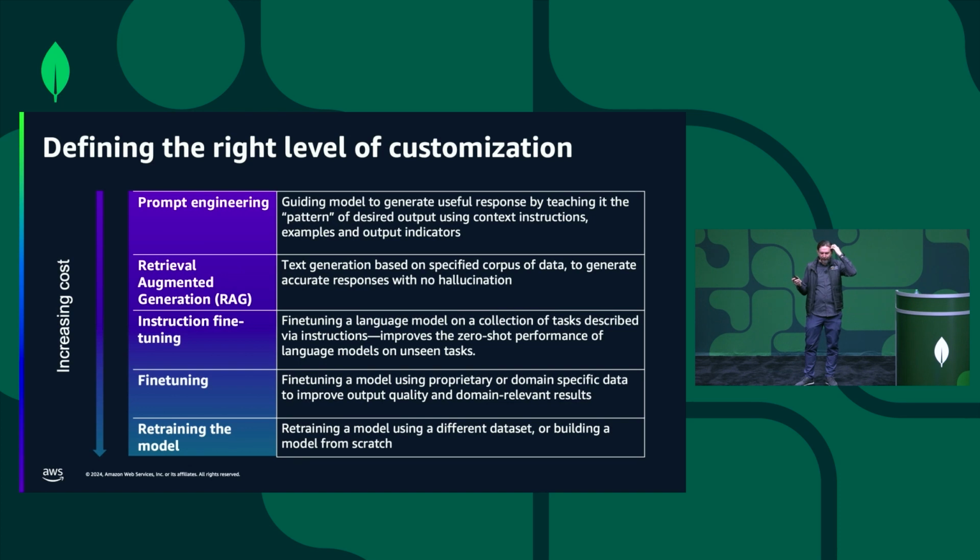Now, before I conclude, some interesting points to think about. When you are building an application, you need to decide where to invest your time. And this is in terms of costs. So prompt engineering is the cheapest. You modify the prompt, you look at the result, and you know the response. You can evaluate if it's great or not.